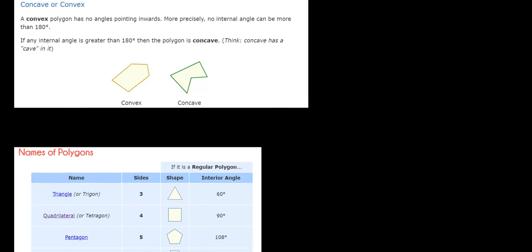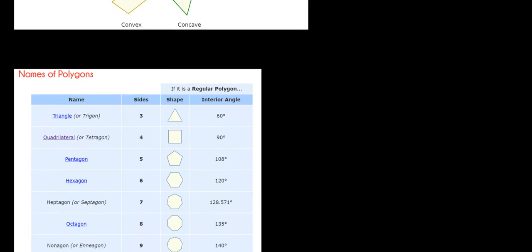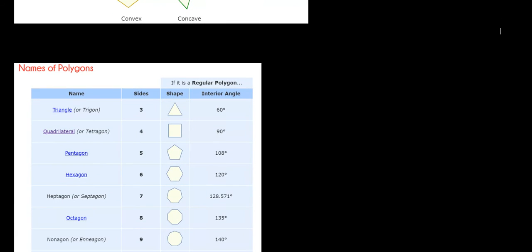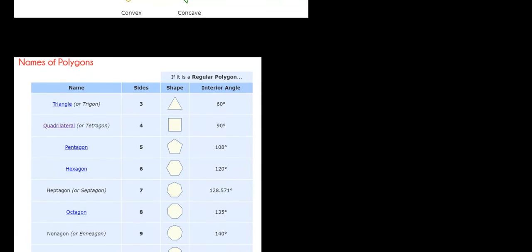So we can define polygons. We've got triangle, quadrilateral, pentagon, hexagon, heptagon. Some countries call a seven-sided shape a septagon. So here we have internal angle. Now we know that these are regular polygons, which means all the angles and the sides are the same. So we've got a list there.